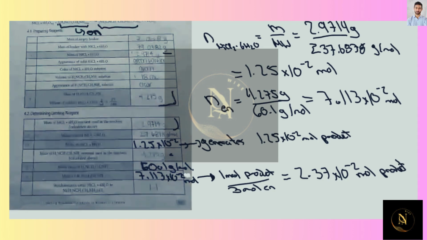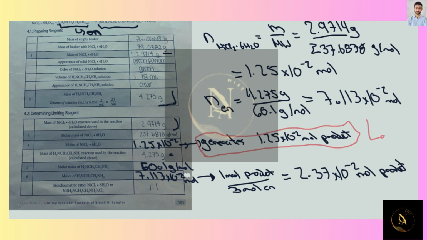With this, we know that the limiting reagent is going to be nickel chloride, because it is going to generate the least amount of product. So the limiting reagent for this reaction is going to be nickel Cl2 hexahydrated. And with that, it would be all.